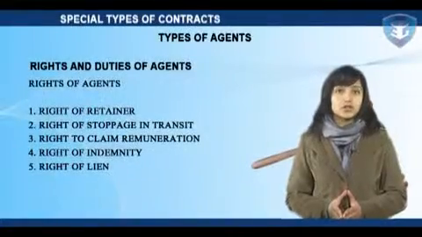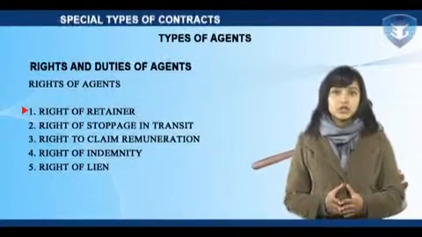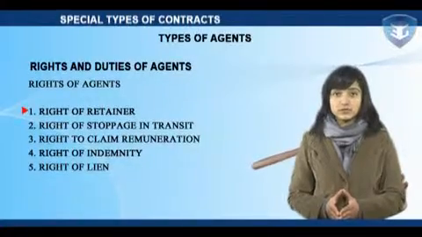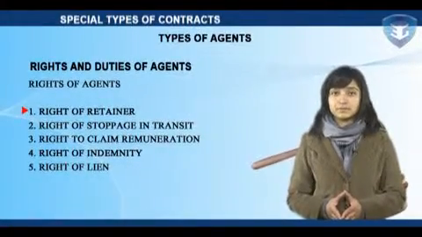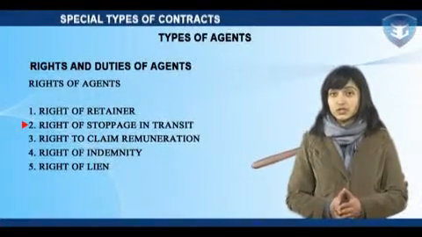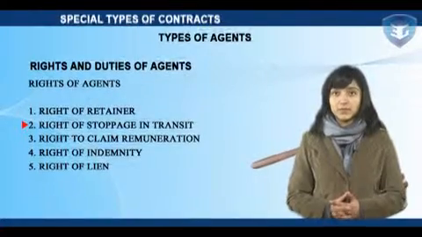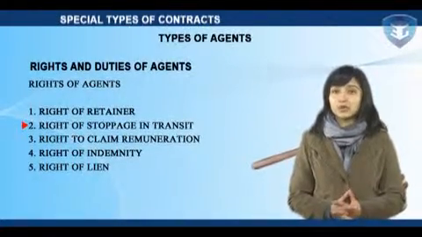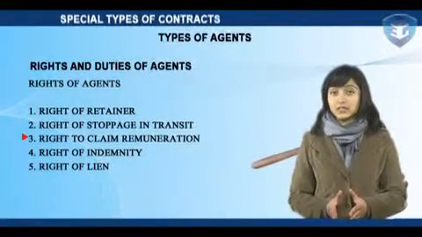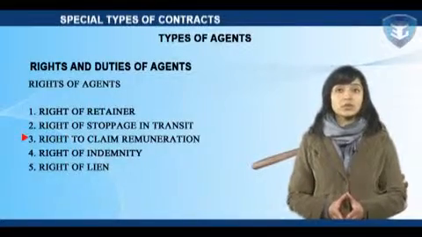Rights and duties of agents. Rights of agents. Right of retainer. Agent has the right to deduct the amount which is due to him by principal from the amount payable to principal. Right of stoppage in transit. In case where agent is personally liable, he has the right to stop the goods in transit. The goods may be moving towards customer or principal. Right to claim remuneration. As per the terms of the agency contract, agent has the right to claim remuneration.